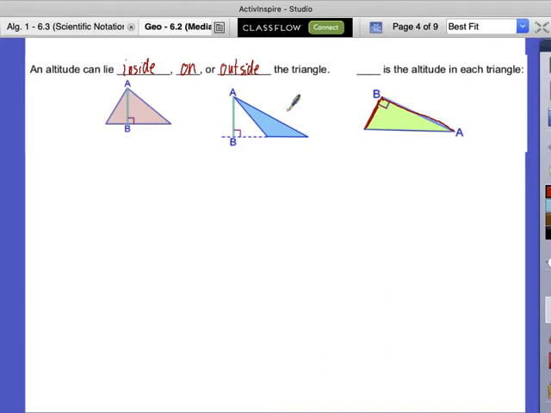Okay. So blank is the altitude in each triangle. What do we think is the altitude in each triangle here? Like what part? Segment AB. Segment AB is acting as the altitude in each of these. Okay. Question on that?